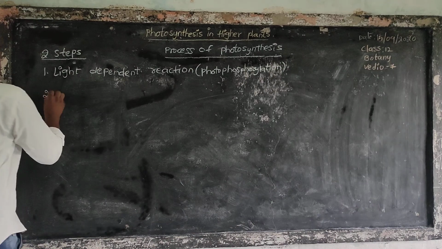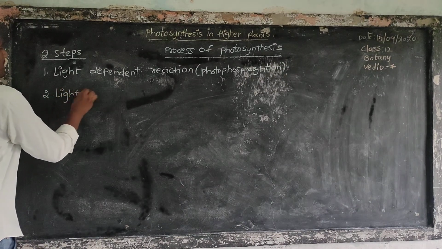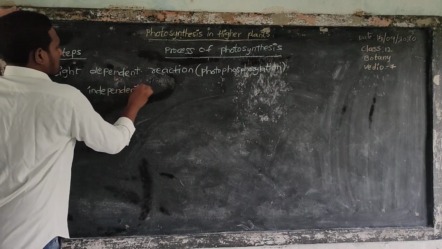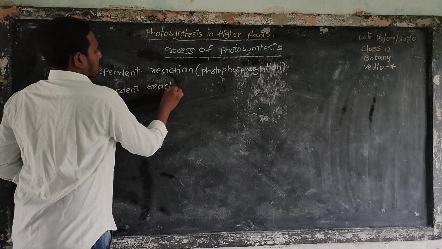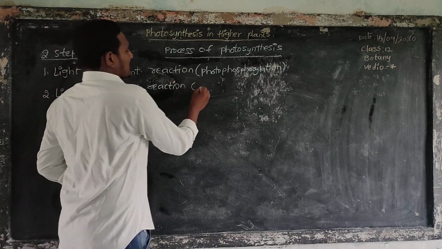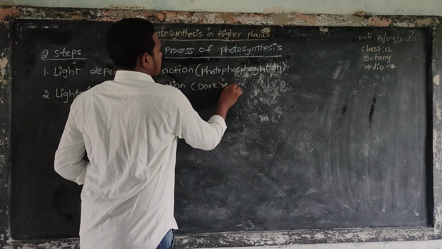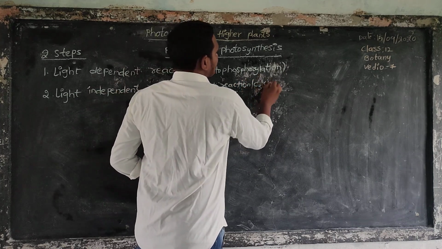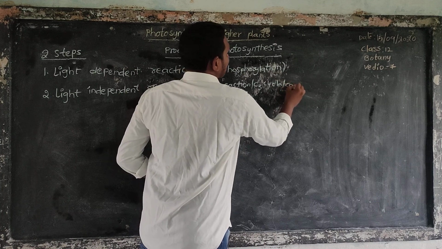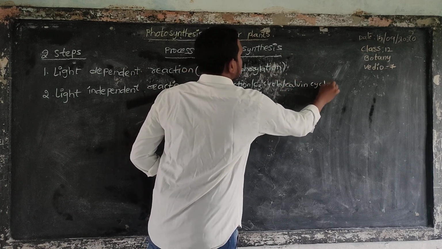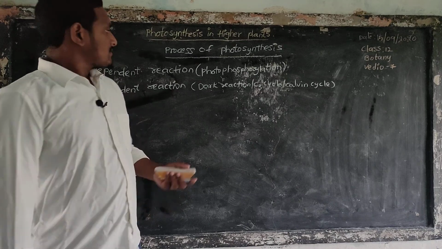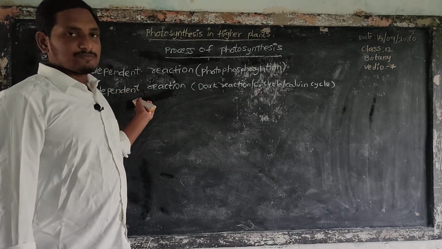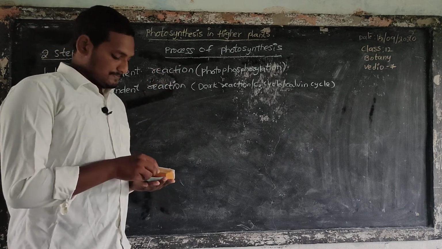Next, the light independent reaction. It is also called the dark reaction, or C3 cycle, or Calvin cycle. So, light reaction and dark reaction. These are the two steps in the process of photosynthesis.